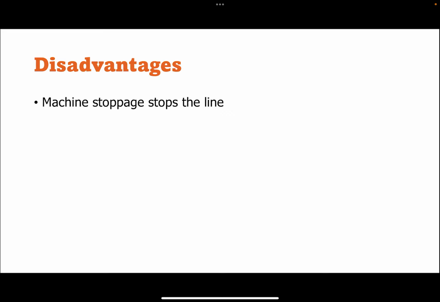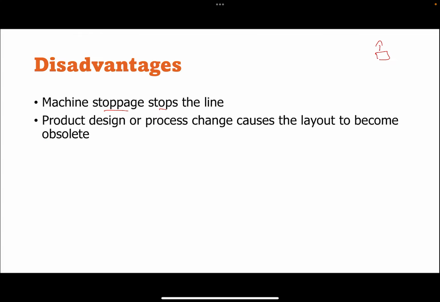So what are the disadvantages? Machine stoppage stops the line. That means in this product layout, if any of these machines fails or is faulty, it will stop the entire production line. And product design or process change causes the layout to become obsolete. That means if the design of the product is changed, this layout should be completely dismantled, and then you should have a fresh layout, because this layout is specifically made for that product.